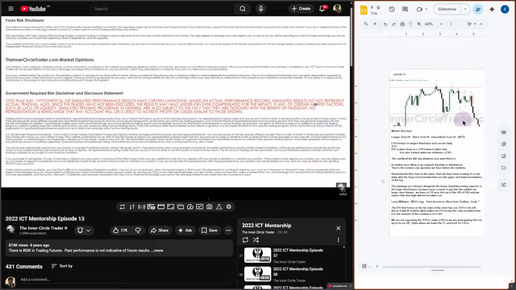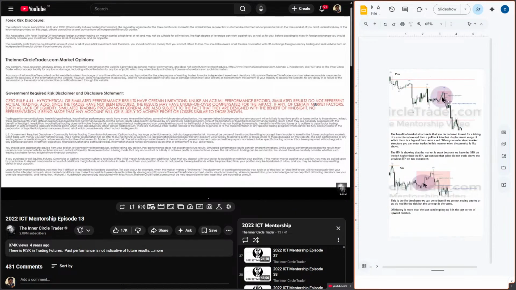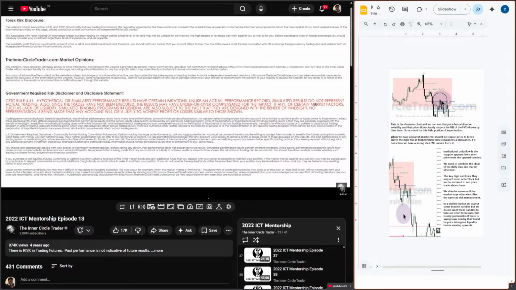We also analyzed, I didn't actually do it here, I don't think, but the time frame we used is the hourly. But yeah, we go over quite a few of those.